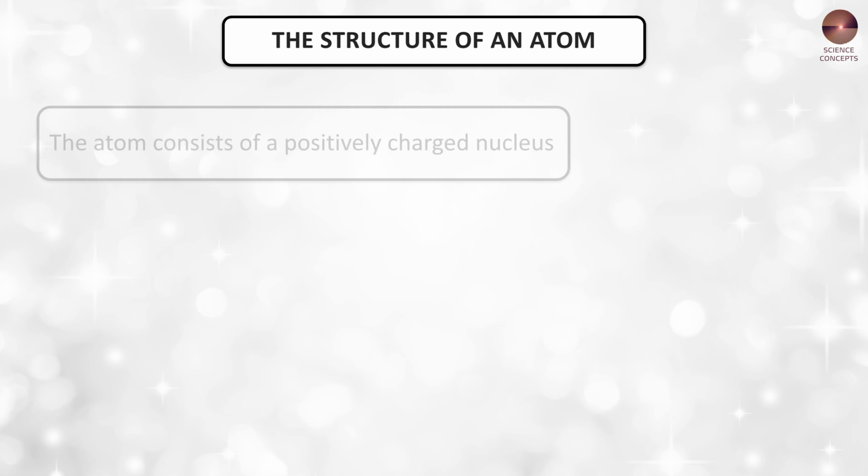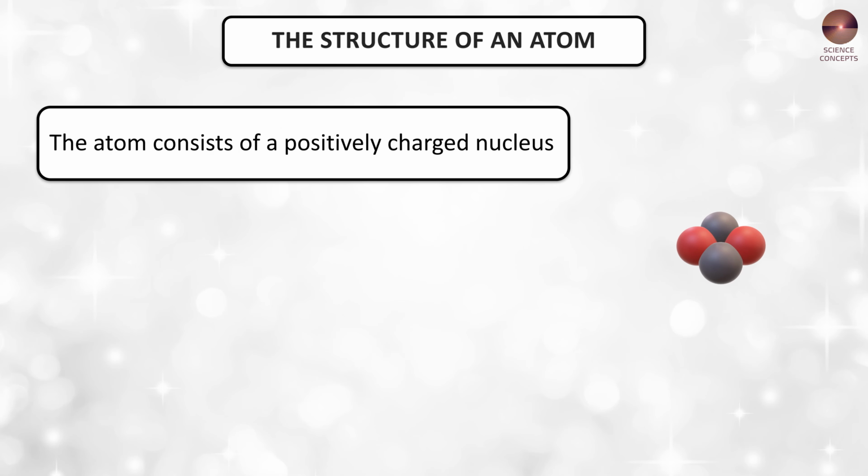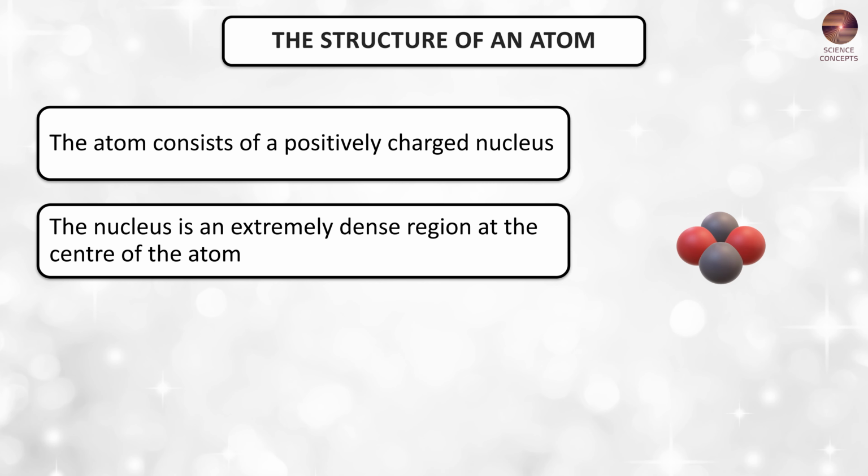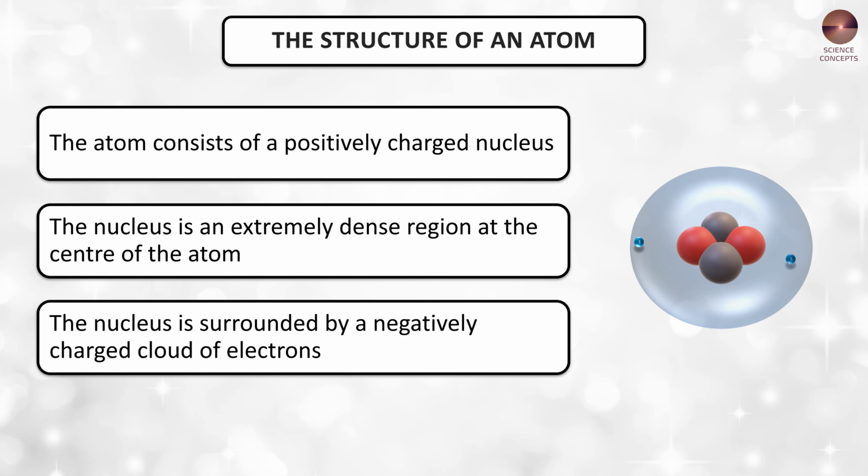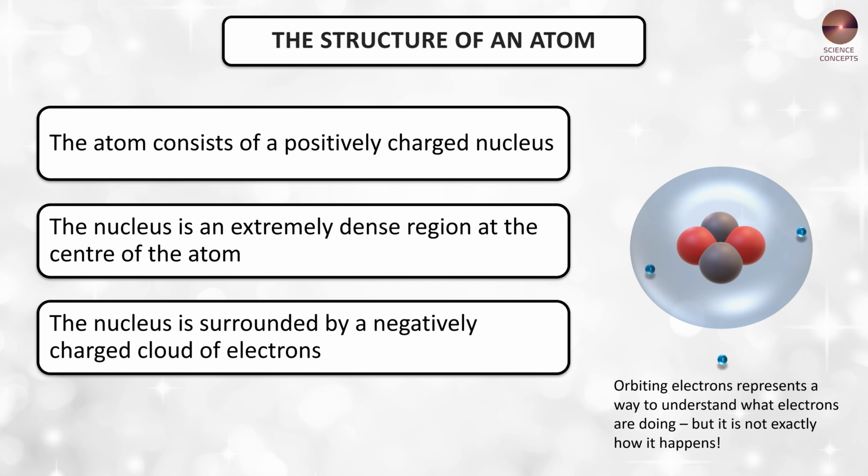The structure of an atom. The atom consists of a positively charged nucleus. The nucleus is an extremely dense region at the center of the atom. The nucleus is surrounded by a negatively charged cloud of electrons. Now, orbiting electrons is certainly a way to understand what electrons are doing, but it is not exactly how it happens in reality. Reality itself is very, very strange.